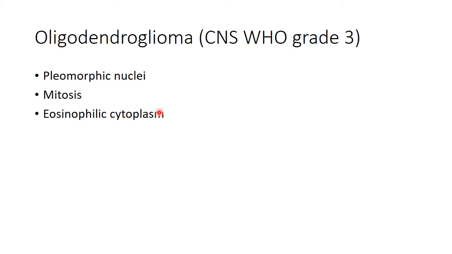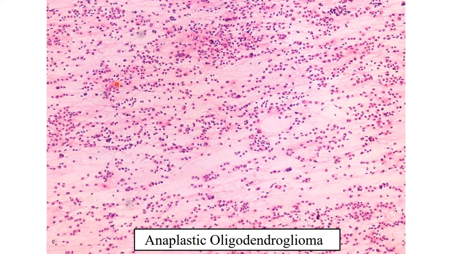Now, a WHO grade 3 oligodendroglioma, however, has pleomorphic nuclei, variable degree of mitosis, and an eosinophilic cytoplasm. If we see here, we see that these cells are round. There is a change of mini gemistocytes, a very cellular smear. Some degree of mitosis can also be appreciated. As you can make out, this was previously called anaplastic oligodendroglioma, now called oligodendroglioma CNS WHO grade 3.